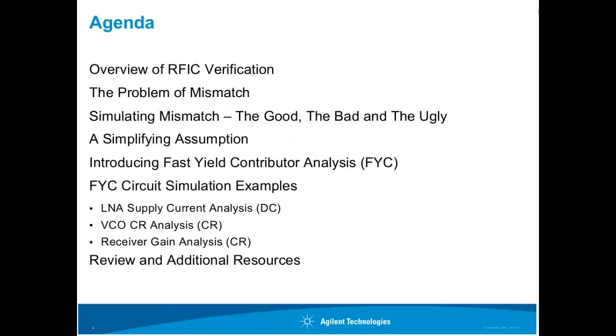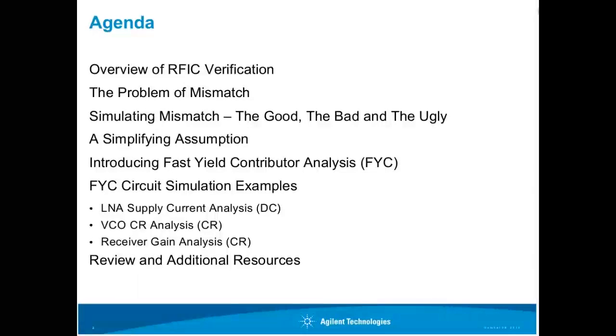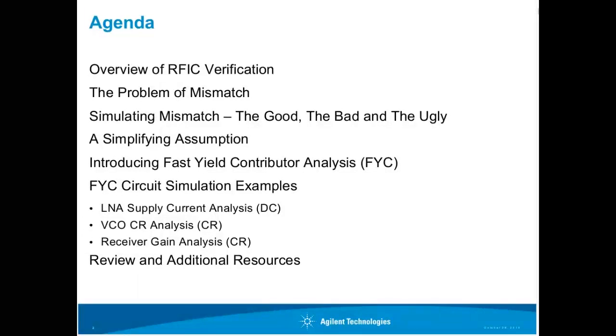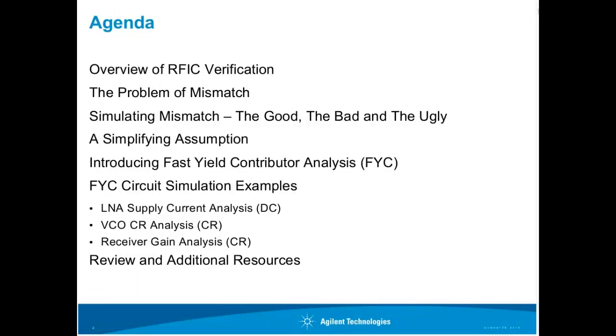I'll briefly review the agenda for today. I'm going to go over an overview of RFIC verification, and then we're going to focus in on a problem that everyone faces, which is the problem of mismatch. How to simulate mismatch, the good, the bad, and the ugly. Some simplifying assumptions which we can use as the basis for introducing a new technique which we have called fast yield contributor analysis. We'll go through some examples, and then we'll have a review and give you some additional resources so you can get a chance to take this home and work it for yourself.